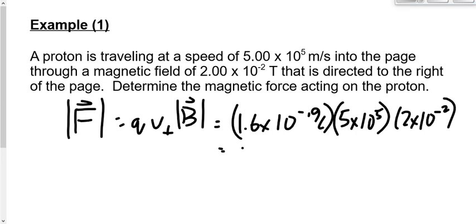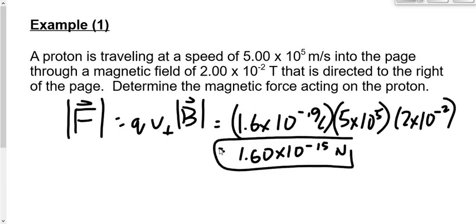When I do the math there, it works out to be 1.60 times 10 to the minus 15 newtons. So the magnetic force on this is 1.60 times 10 to the minus 15 newtons. At least that's the magnitude of the force. How am I going to find the direction?